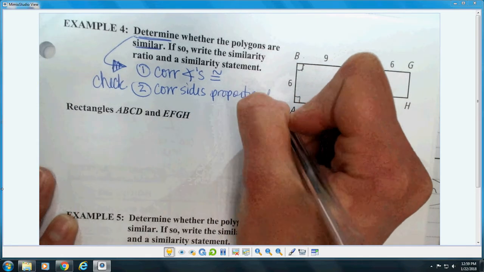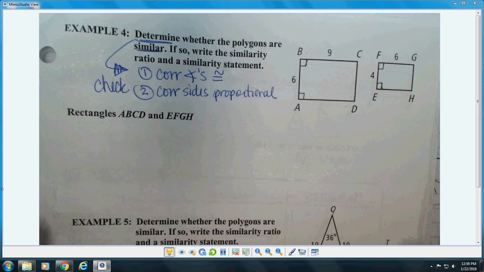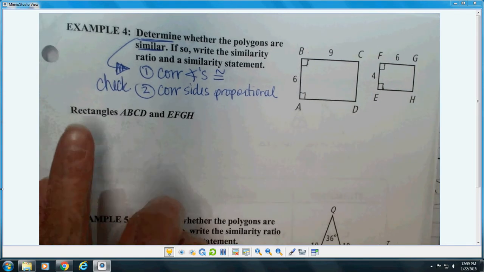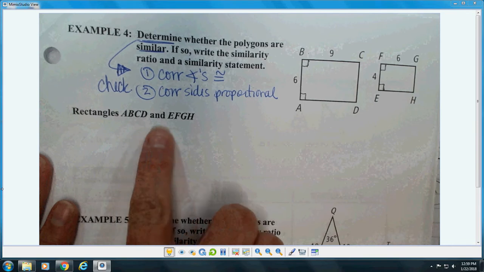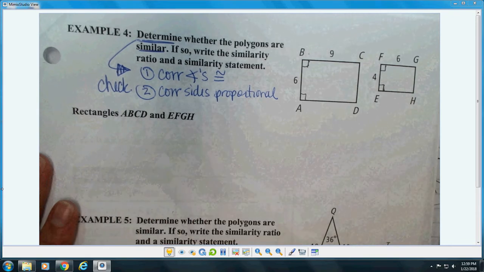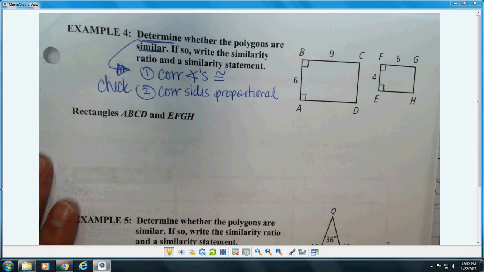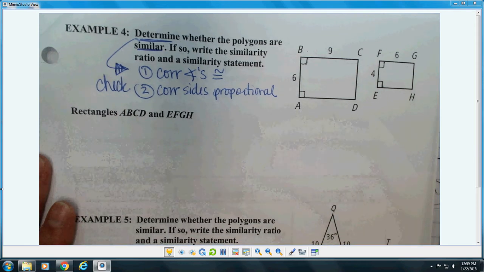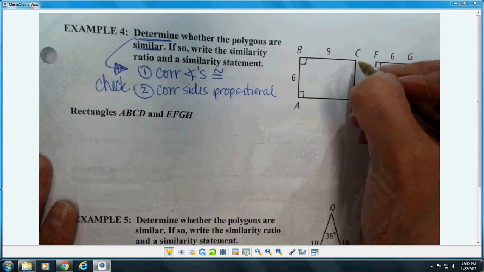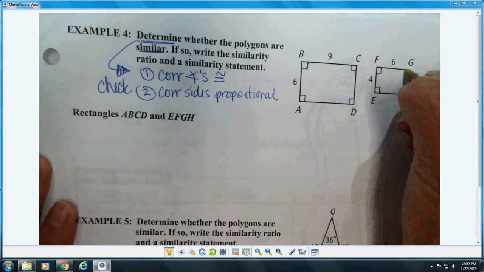Those are the two things that I have to check. I can't just do one of them. I have to do both of them. Okay? So we have rectangles ABCD and EFGH. So, if I know I have rectangles, what does that mean by definition? They have 4 right angles. So these are all right angles.